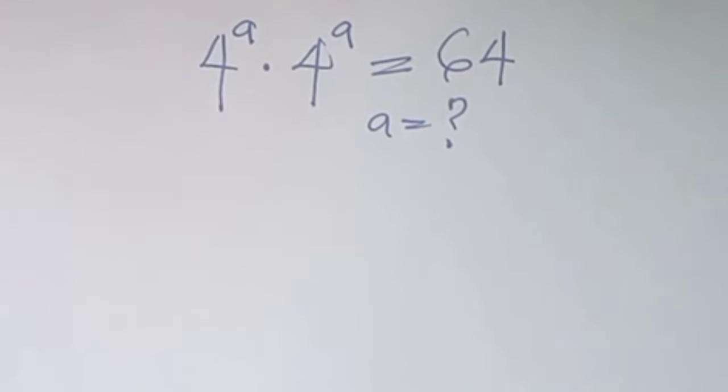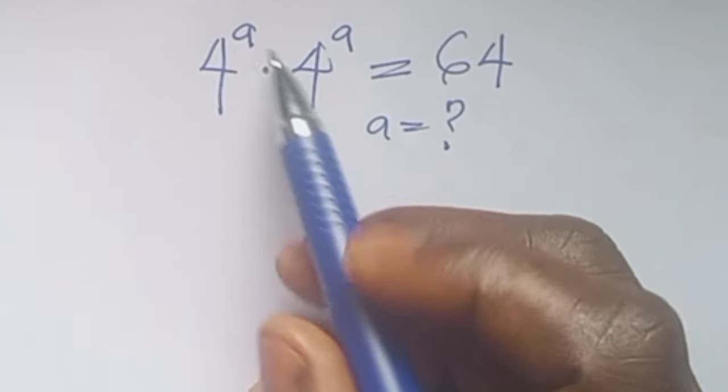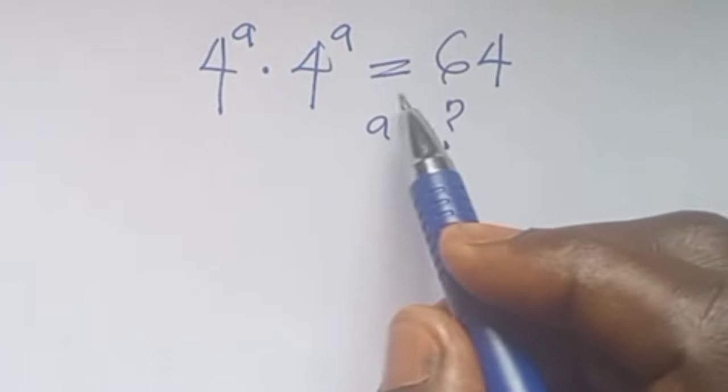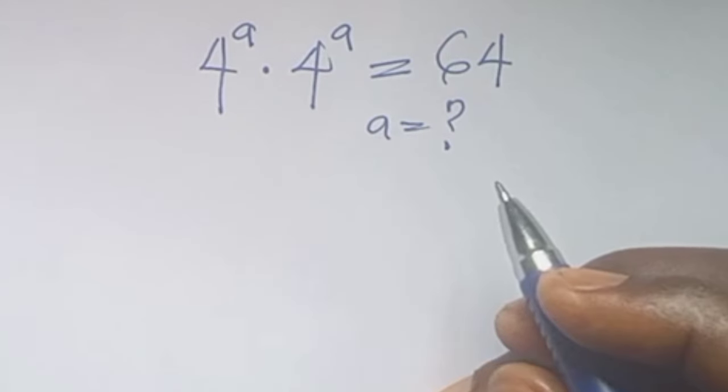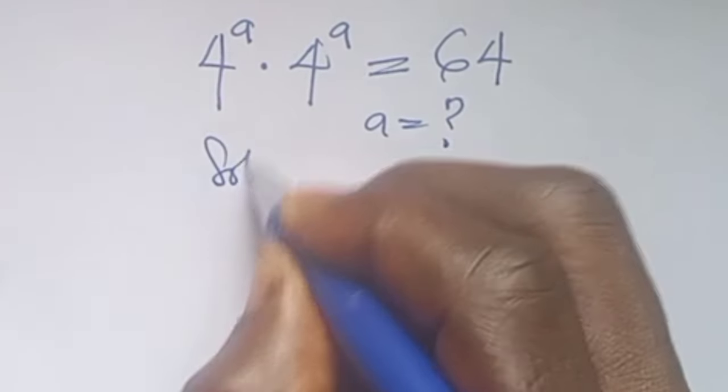Hello everyone. So today we have 4 to the power of a times 4 to the power of a equals 64, and a is the unknown. So we're going to solve together. Let's seek solution.